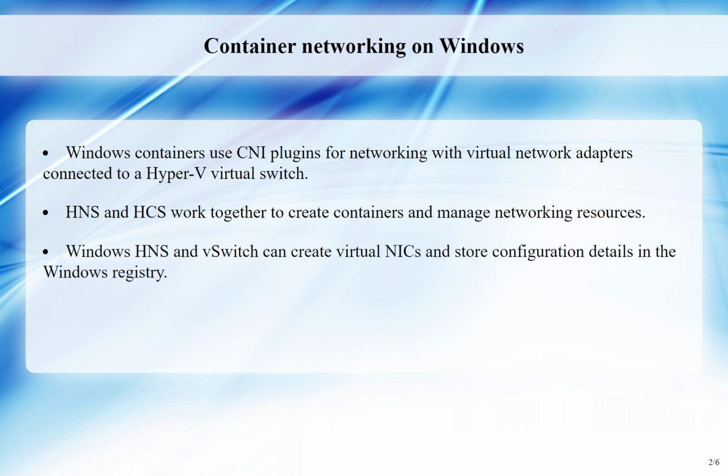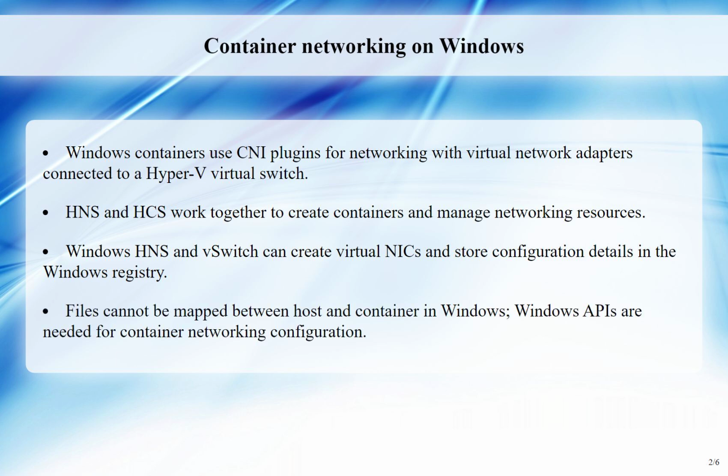Windows HNS and vSwitch implement namespacing and can create virtual NICs as needed. Configuration details like DNS and routes are stored in the Windows registry database, not in files like Linux. Mapping files from the host into a container doesn't work in Windows. Windows APIs must be used to configure networking details for containers. CNI implementations must call the HNS to pass network details effectively.